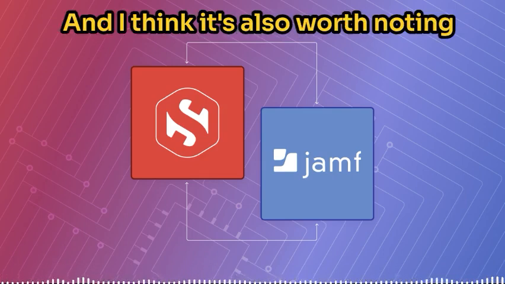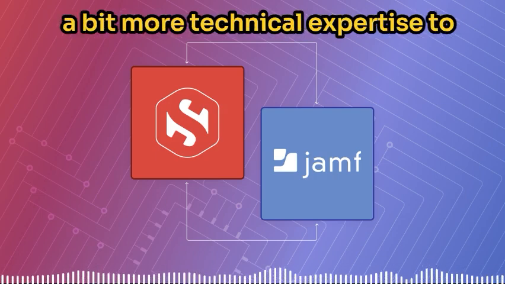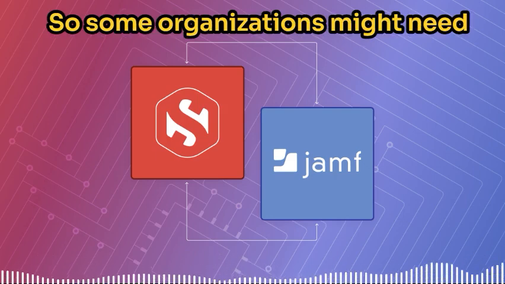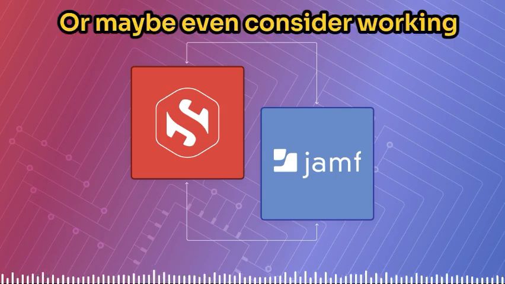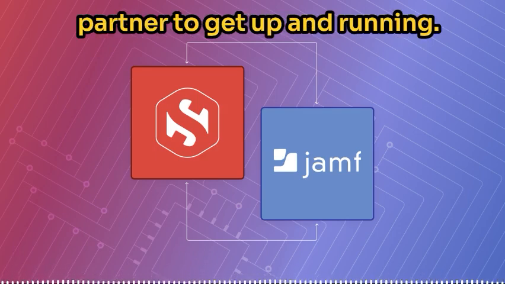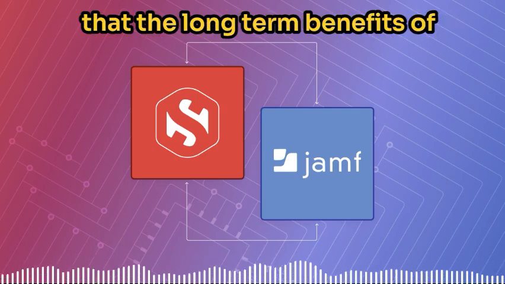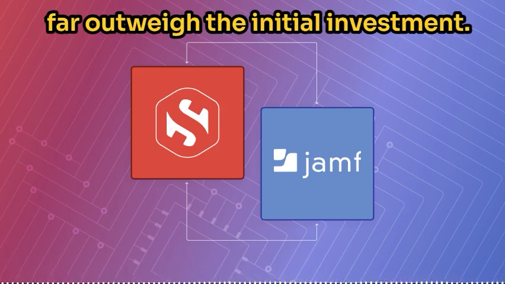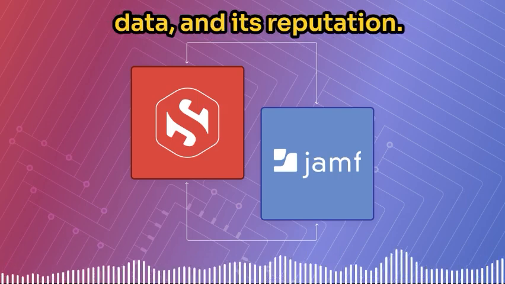Precisely. And I think it's also worth noting that device identity solutions like Smallstep can sometimes require a bit more technical expertise to implement and manage compared to traditional security tools. So some organizations might need to invest in training for their IT staff. Yeah. Or maybe even consider working with a specialized security partner to get up and running. That's a good point. But I'd argue that the long-term benefits of enhanced security and reduced risk far outweigh the initial investment. It's like buying an insurance policy for your organization's most valuable assets, its data and its reputation.